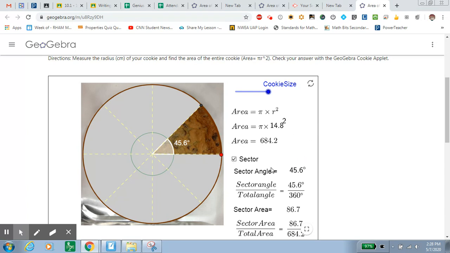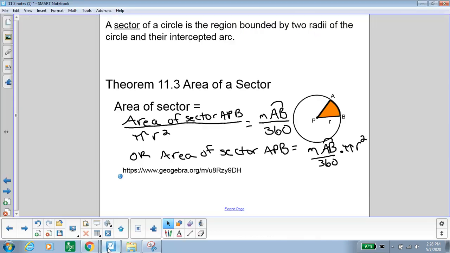You're going to compare, just like we did with the circumference, the angle measure to all the angles, the total sum of the angles. And your other part of the proportion is going to be the area of this piece over the total area of, in this case, the cookie, but of the circle. So we're going to be setting up a proportion once again. Let's see what that looks like.